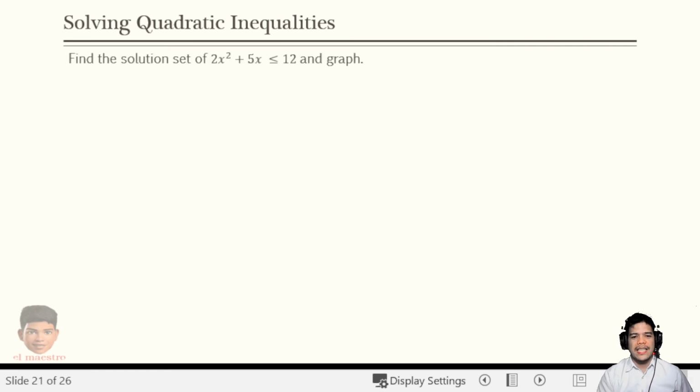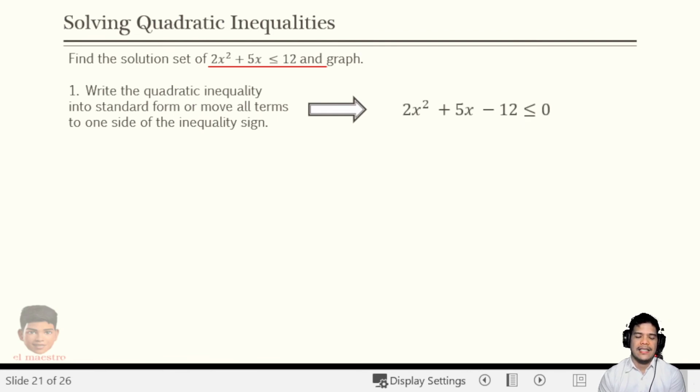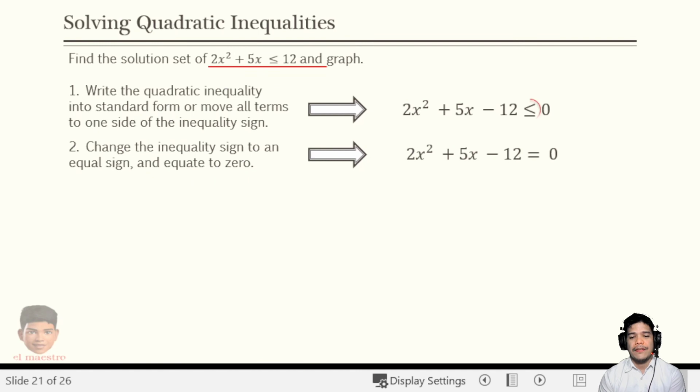So let's have one last example. Okay? So in this case, i-rewrite na naman natin into standard form, which is yung equation natin is wala sa standard form. So we transpose 12, so that will become 2x squared plus 5x minus 12 is less than or equal to 0. So dapat naka-standard form. Next, change the inequality sign to an equal sign and equate to 0. Tingnan mo. From inequality, naging equal.